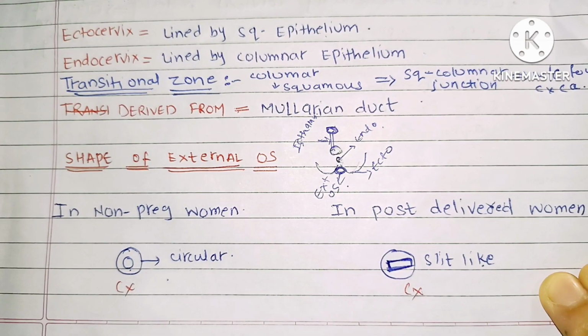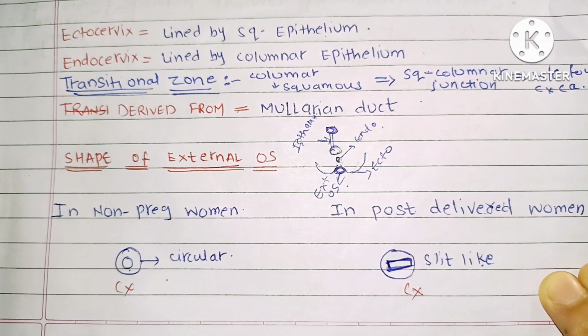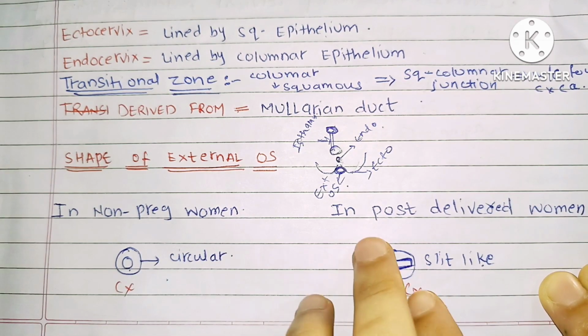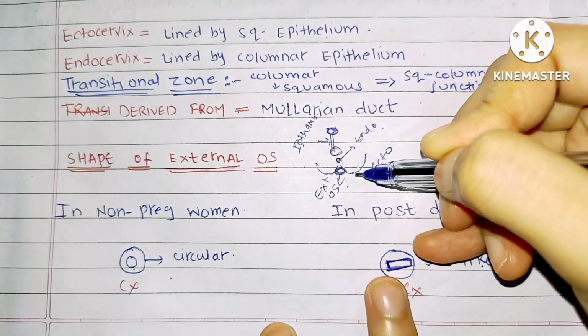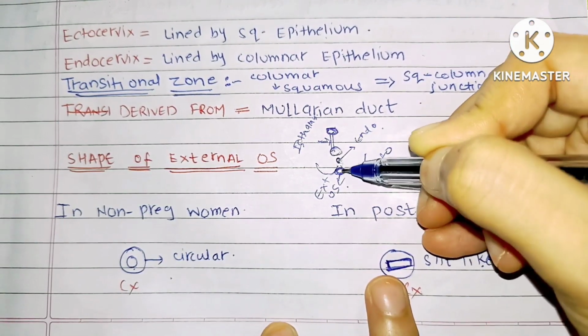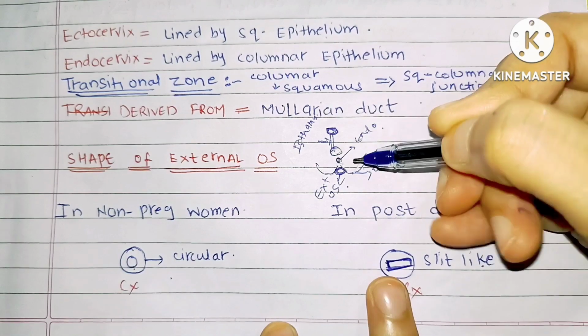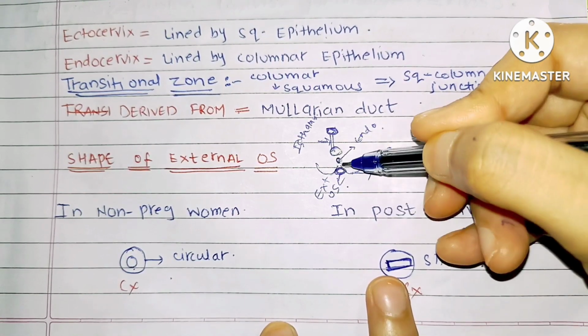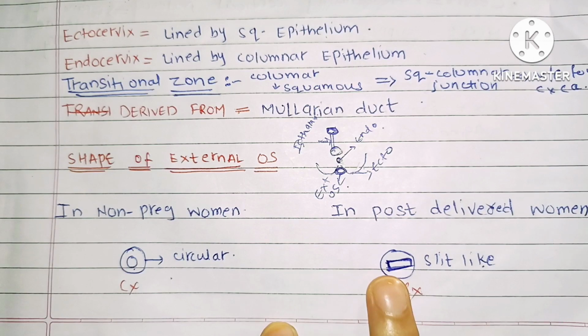Now comes the transitional zone. What is the transitional zone? The zone or the point where columnar epithelium gets converted into squamous epithelium. Columnar epithelium lies in the endocervix, and squamous epithelium lies in the ectocervix. So you can see from this diagram, this is the ectocervix and this one is the endocervix. The point where columnar epithelium gets converted into squamous epithelium is known as the squamo-columnar junction, and that junction is the more common site for cervical cancer.